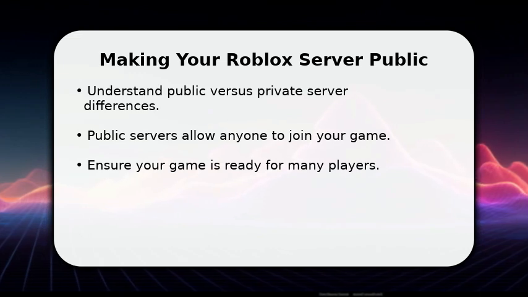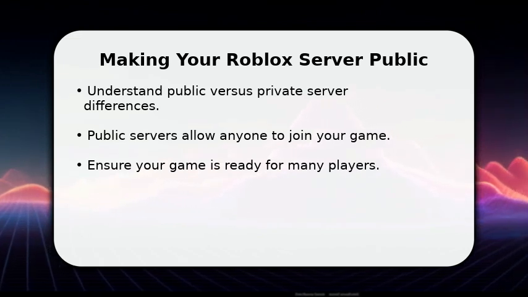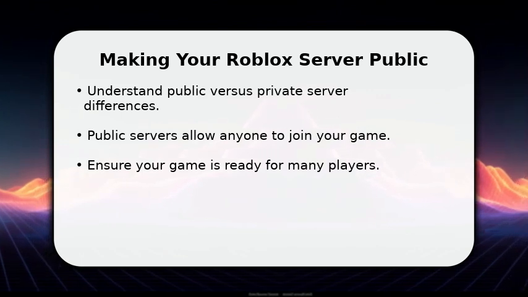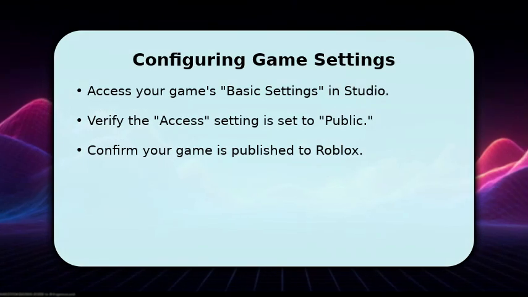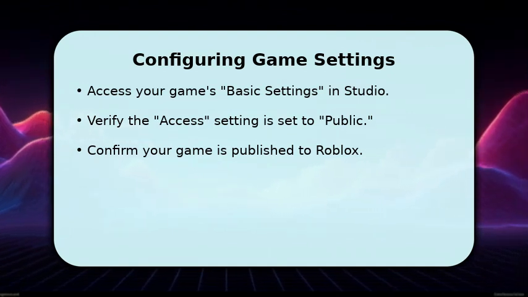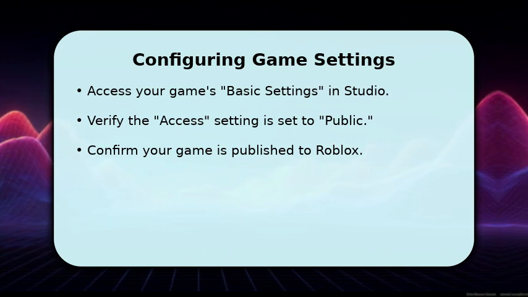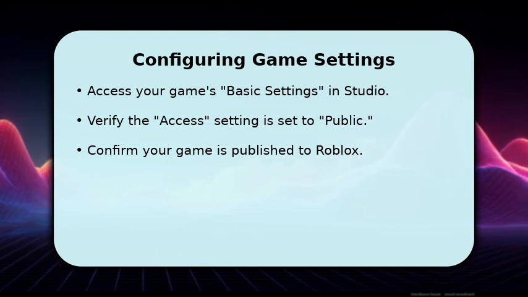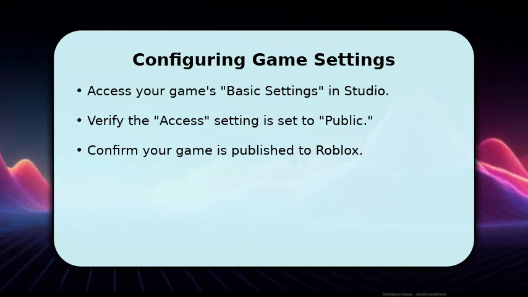Remember to save your changes before closing the settings window. This simple step makes your creation accessible to a wider audience. Once in Roblox Studio, open your game and go to the Game Settings menu. Under the Basic Settings tab, you'll see an Access option. Make sure this is set to Public so anyone can find and play your game.